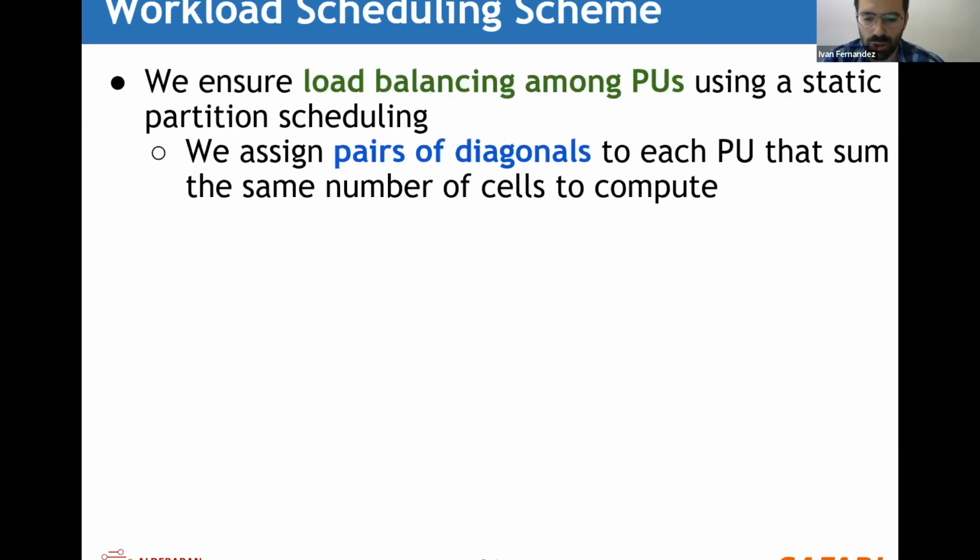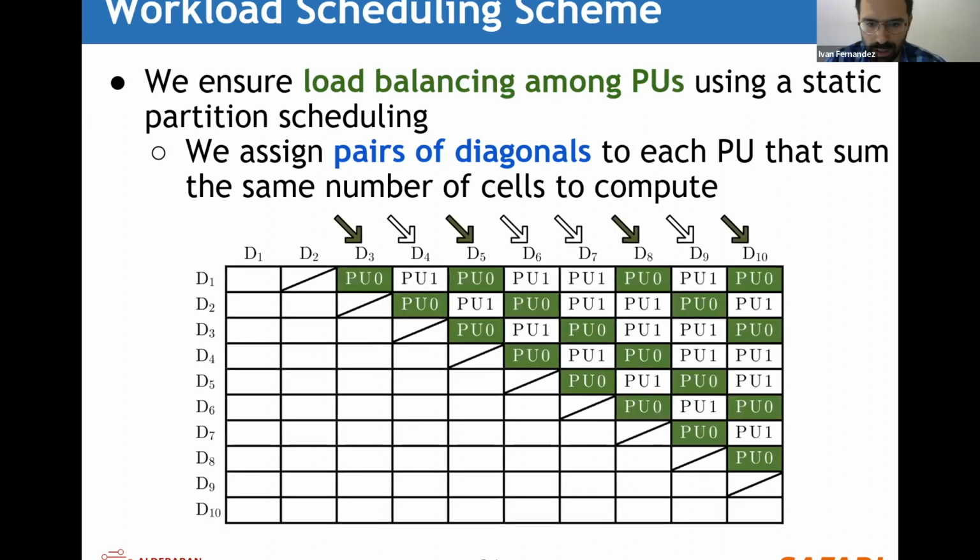One key design point in the NATSA accelerator is to ensure load balancing among the different PUs, and to do so, we use a static partition scheduling. We basically assign pairs of diagonals to each PU that sum the same number of cells to compute. Let me show you a nice example of how this can be done.